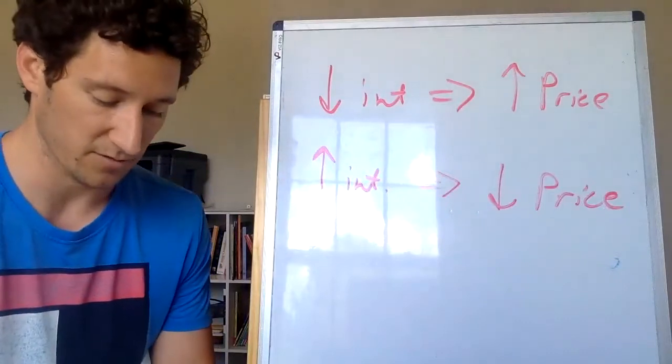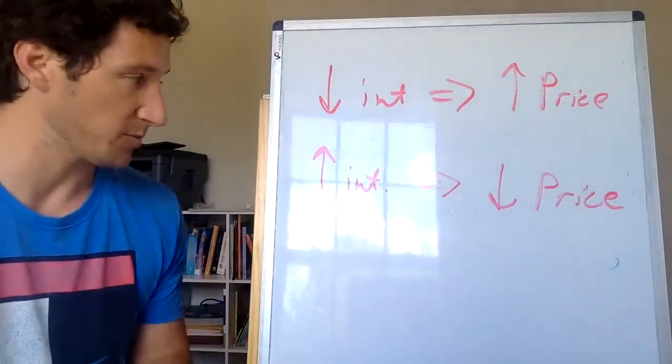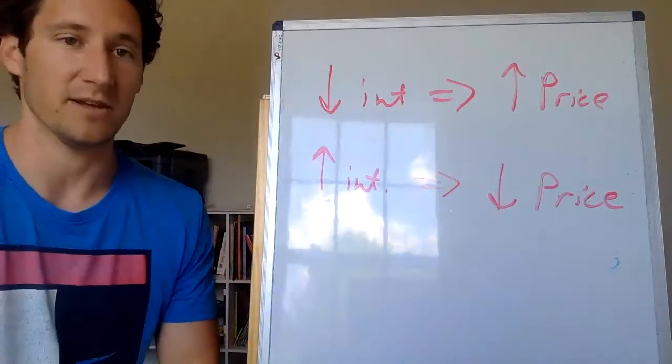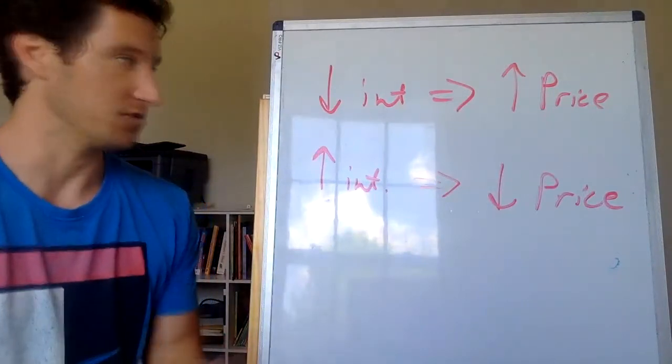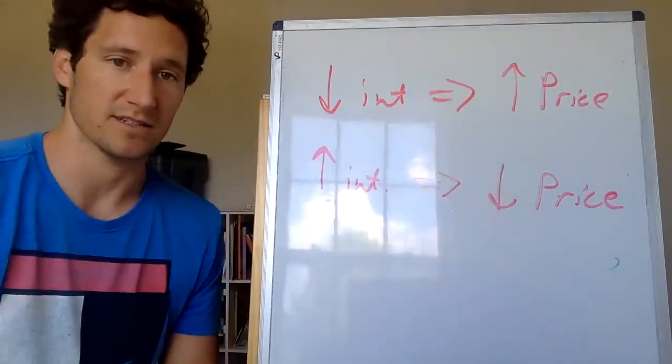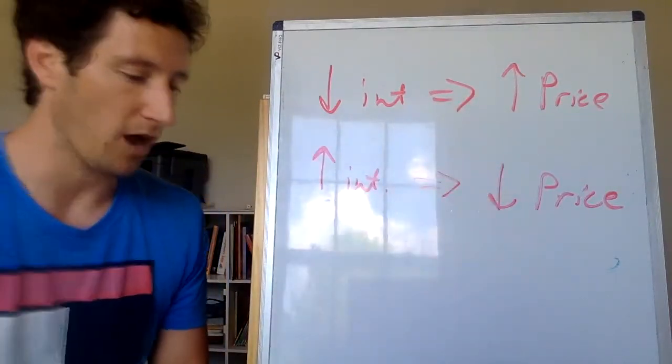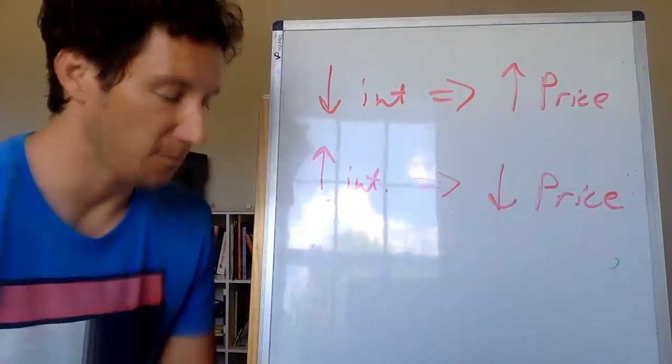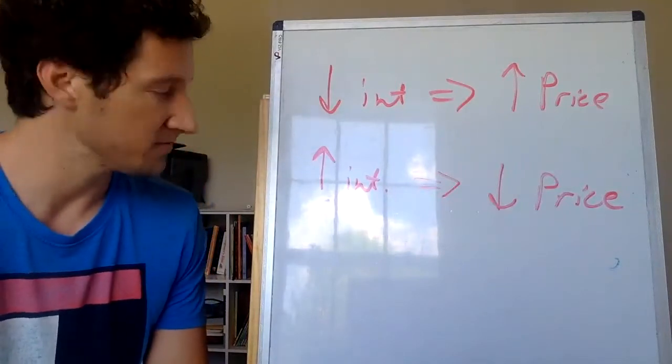And this is what we've seen through the coronavirus pandemic. The Fed keeps lowering rates. We've seen interest rates go down, and we've seen the price of bonds go up because of that. So why? Why does that happen? What's the mechanism or kind of the intuition?